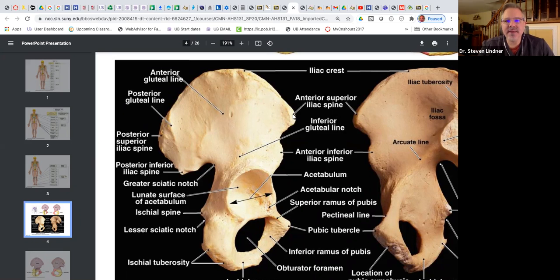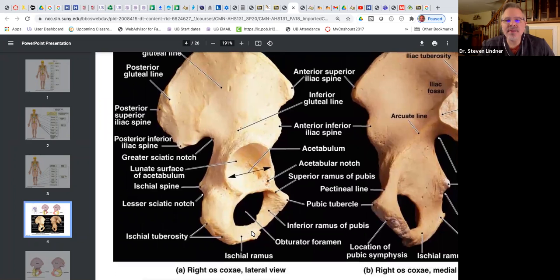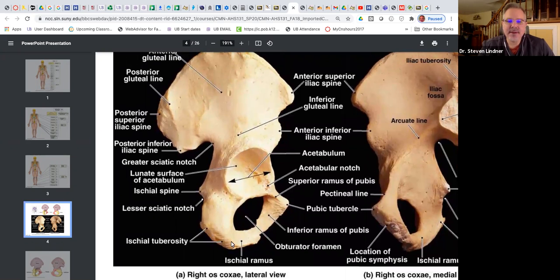So iliac crest, and then the ASIS, PSIS, AIIS, PIIS. We did the acetabulum or acetabular fossa, and then we did the obturator foramen. What else do we have here? On the posterior side, this entire bone is the ischium, but this roughened section down here on the bottom that all of us are sitting on right now, this is called the sit bone because it's the point that makes contact with your chair. It's called the ischial tuberosity.